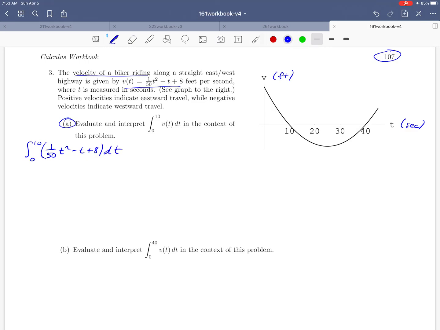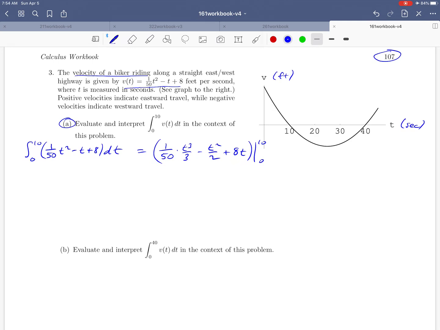To do this integral, we need an antiderivative. We've got a bunch of powers of t, so we should be able to use the power rule. We're going to get a 1/50. The antiderivative of t squared is t cubed over 3, just using the power rule. Then the antiderivative for t would be t squared over 2, and the antiderivative for 8 would just be 8t. We're going to substitute 10 and 0 in there.